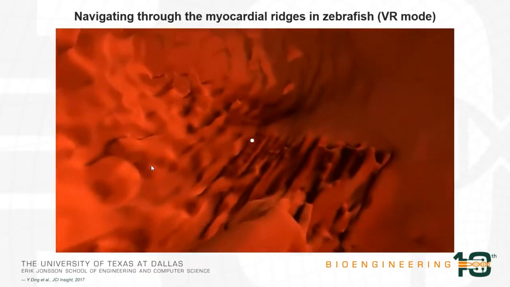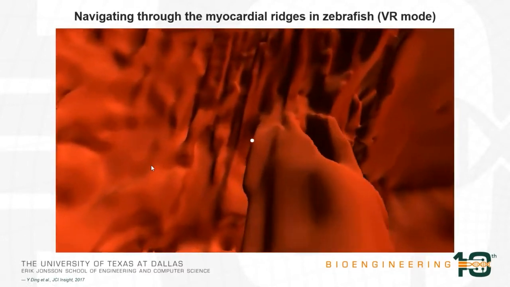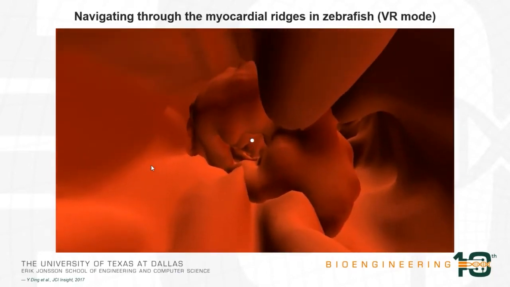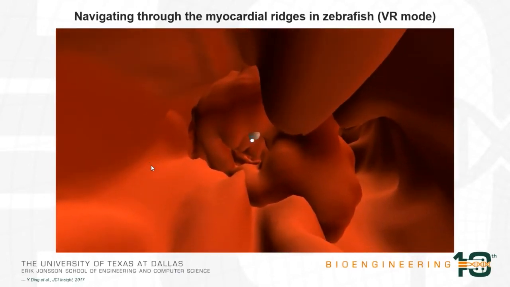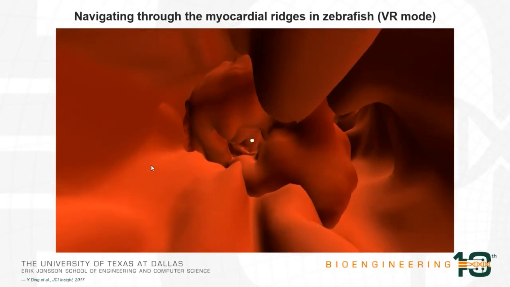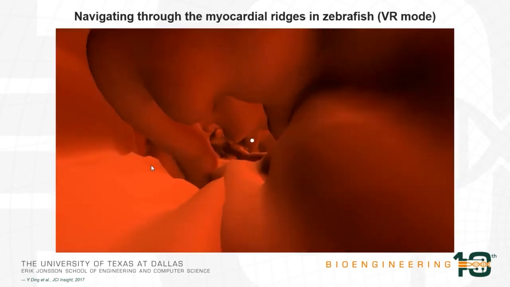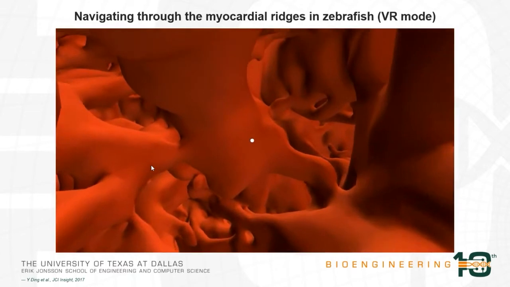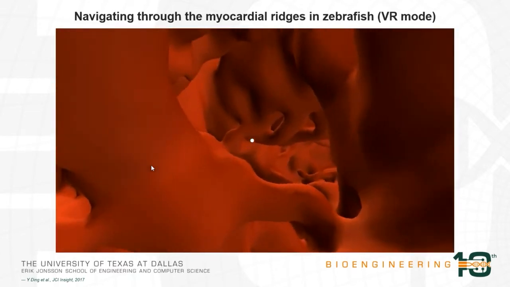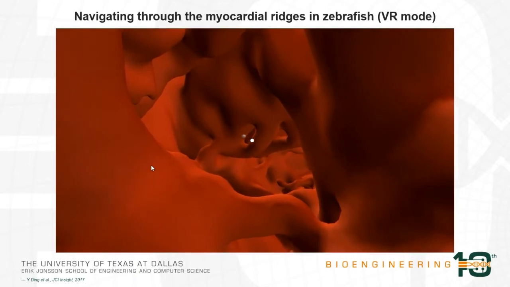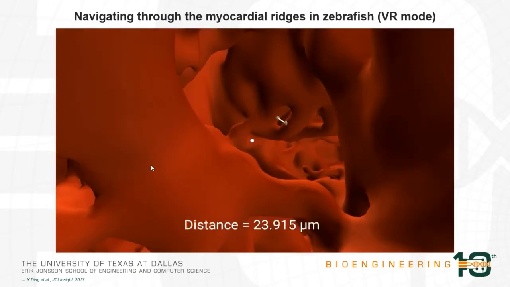In this video, we are navigating through the zebrafish heart and investigating the cardiac structures. Besides visualization, you could also measure the distance between two valve leaflets, like this. We entered the heart through the atrium, and now we are walking inside the ventricle. The complicated structures in front of you are trabeculae, and their branching pattern helps to maintain cardiac function.